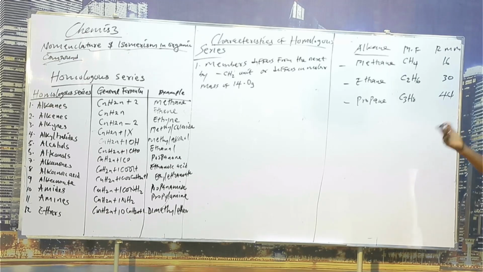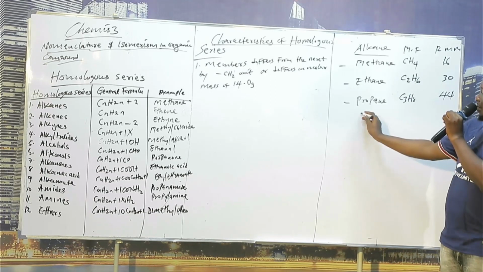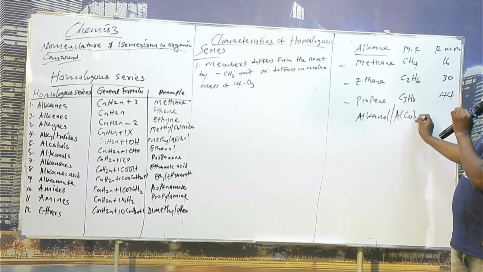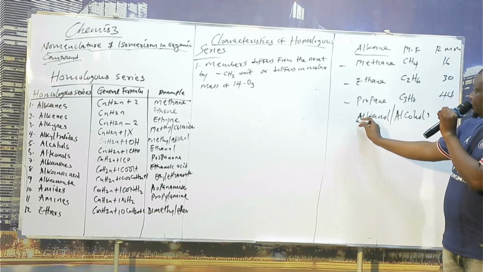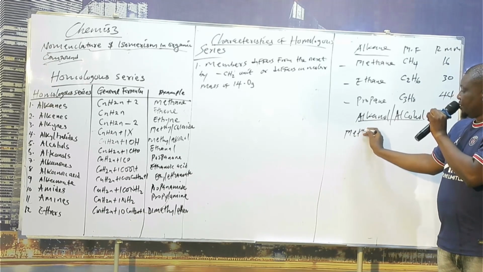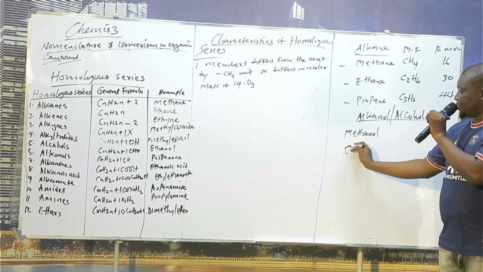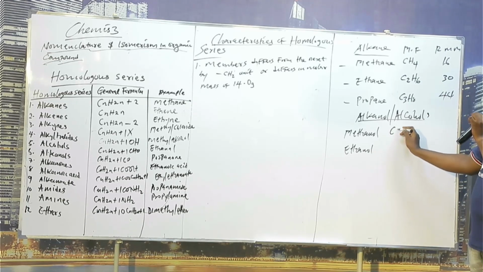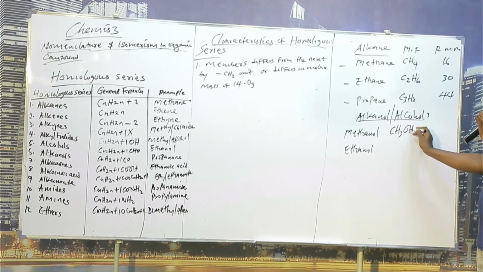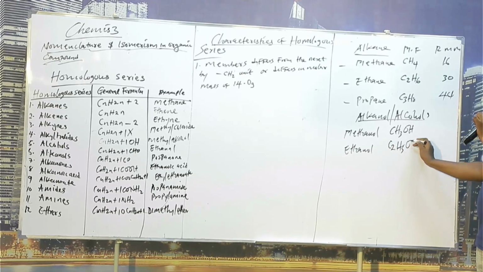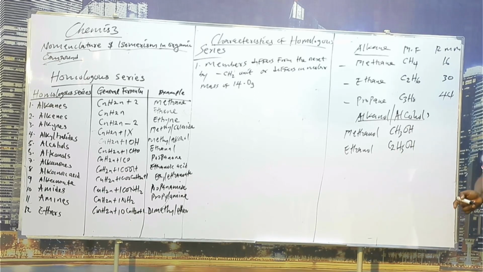This will also be for other members. I'll give you another family member. Alkanol. Alkanol is the same thing as what? Alcohol. Alcohols. Let's look at 2 members in that family: methanol and what? Ethanol. Are you there? So the formula of this is what? CH3OH. Formula here, C2H5OH.